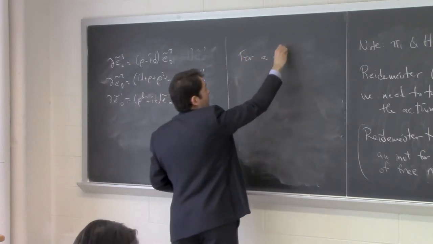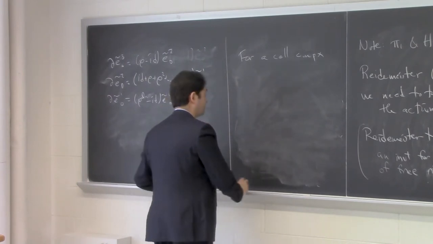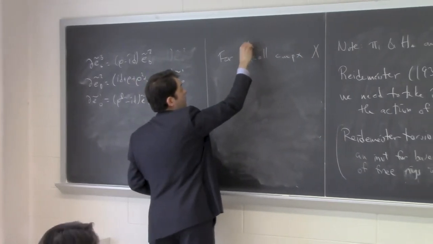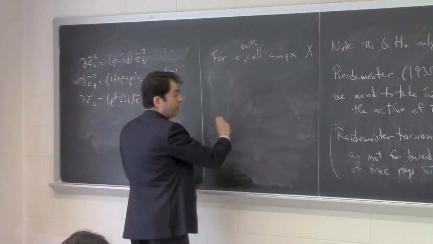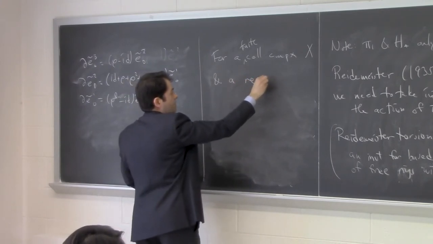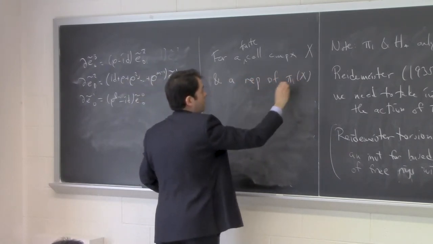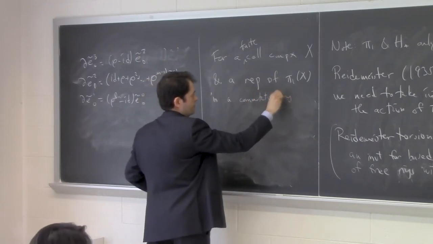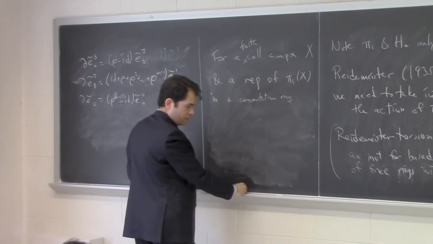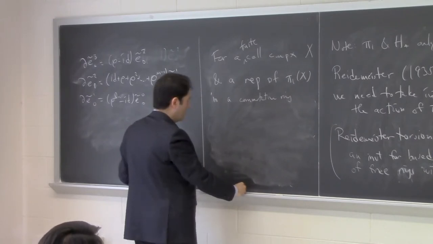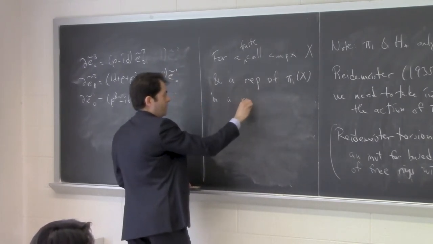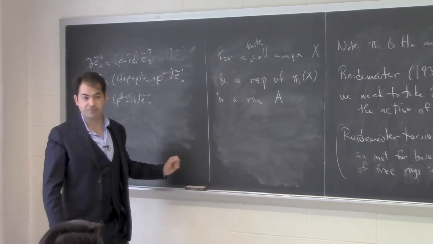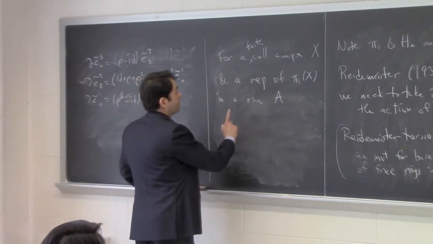Okay, so for a cell complex, so let's say we have a cell complex X, let's say finite, and let's say we're given a representation of pi_1 of X in a commutative ring. Well, do I care? I don't need it to be commutative, in a ring A. Right. Our application will be the complex numbers. So if we need commutative, we'll just assume commutative. OK, here's what you do.